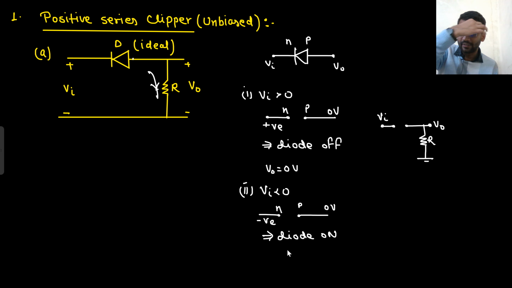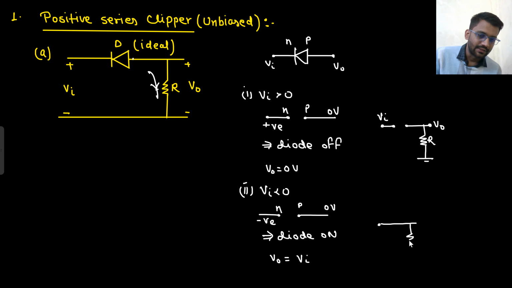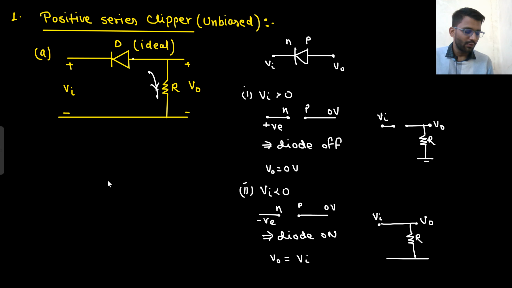And the diode is ideal, and if the diode is on, what will happen? V0 will be equal to V in. Because this is V in, the diode is on, that means it will be shorted. This is the resistance R. So V0 is equal to V in here. Well and good. Now you have to draw voltage transfer characteristics.